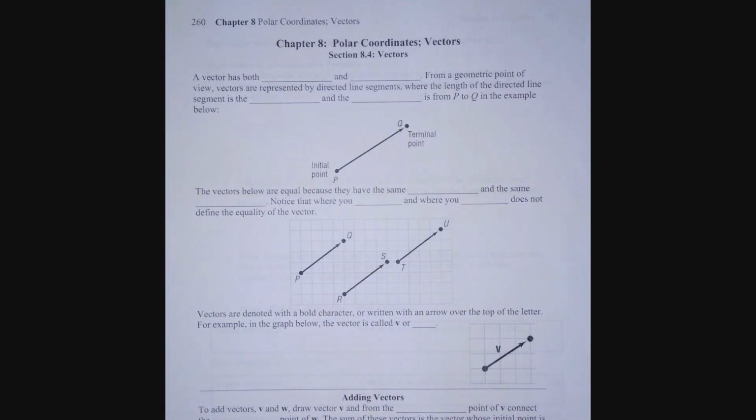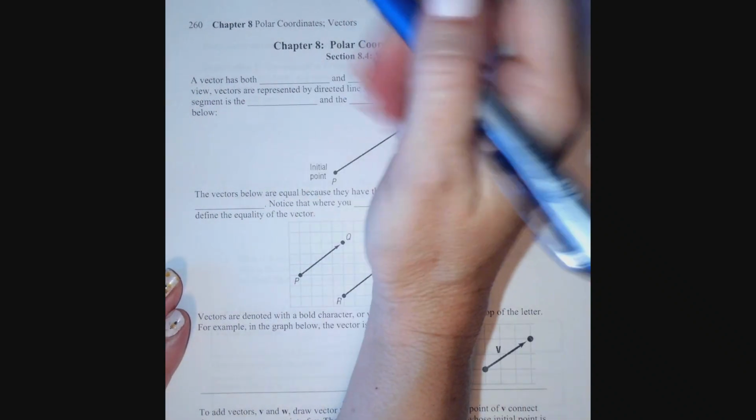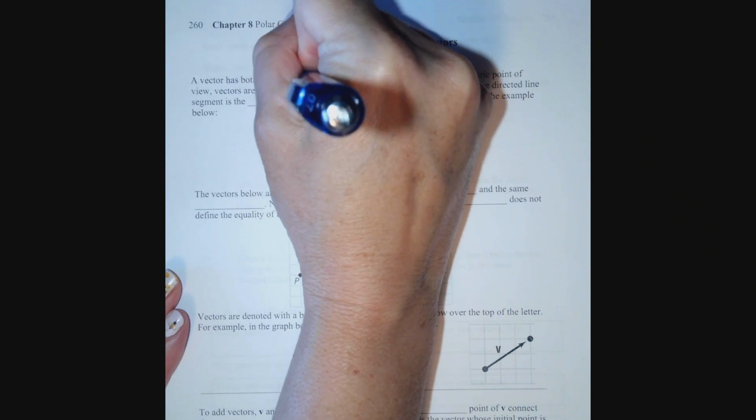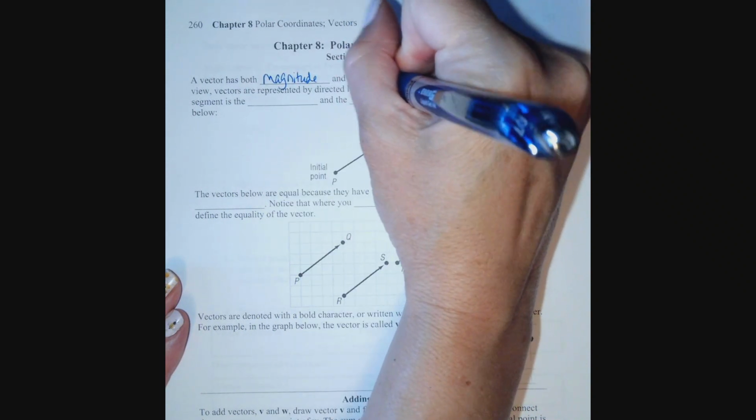8.4 is the last section that we're going to tackle out of Chapter 8, and we're going to talk about vectors. Now, vectors are something you see a lot more in your physics classes. When you're talking about a vector, you're talking about directed motion. A vector has both magnitude and direction.